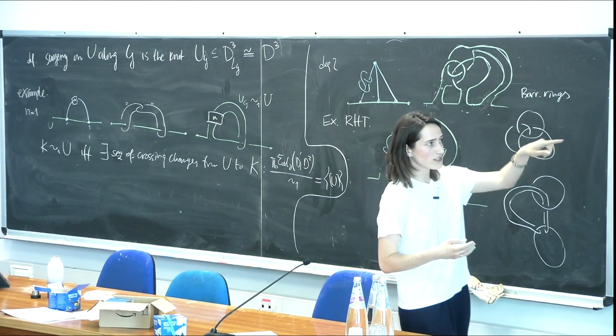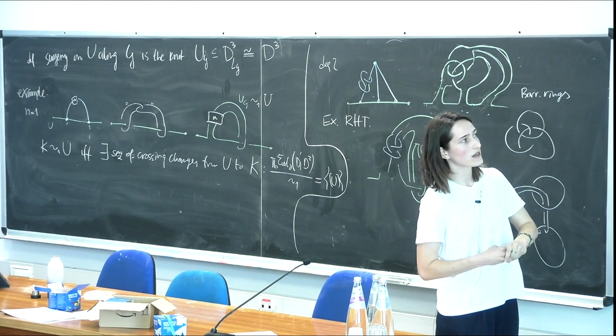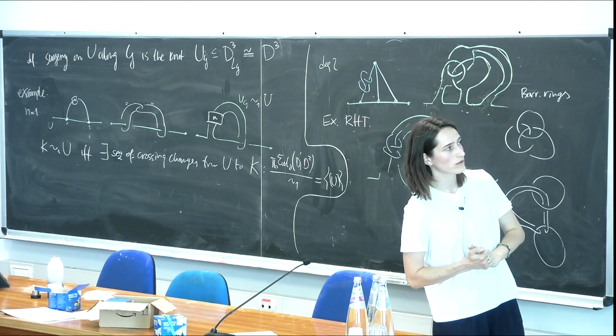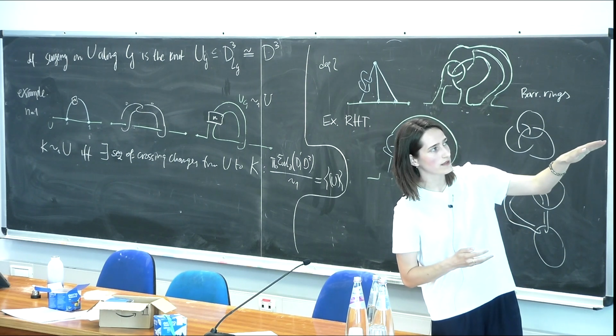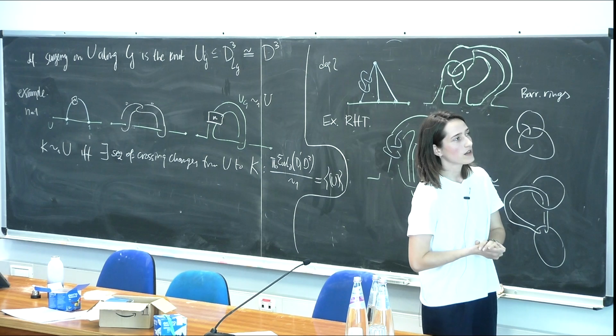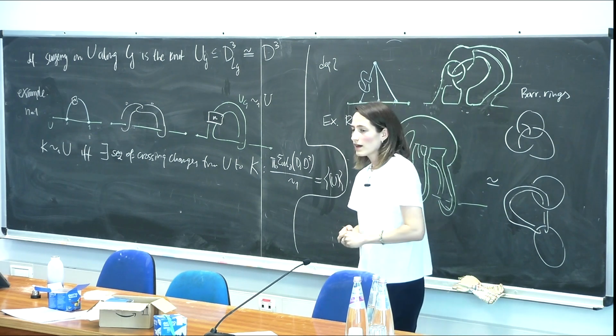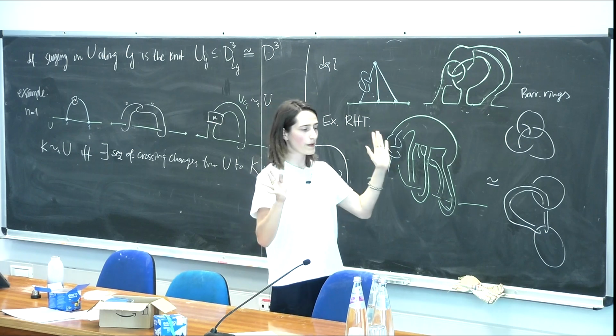But then the next one is non-trivial. If you take pi 0 of embeddings of D1 into D3 modulo the 3-equivalence, then you get Z generated by the trefoil or the figure 8 knot. Okay, so people studied this.